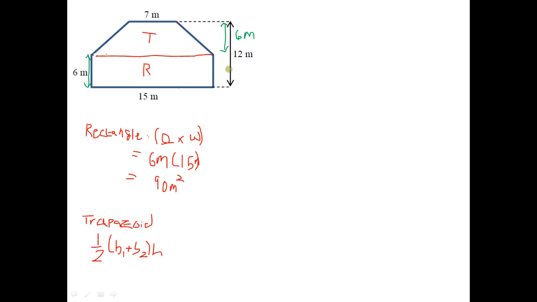And then, if you notice down here in the formula, it's half times base 1 plus base 2 times height. The base, it's referring to this right here. So you have two bases. You have this base at the top, which is the 7 meters right here.